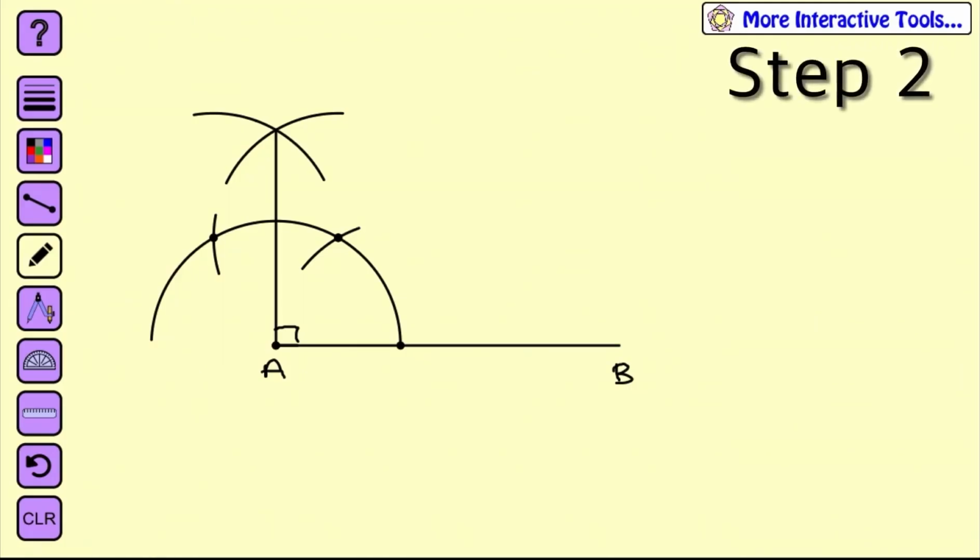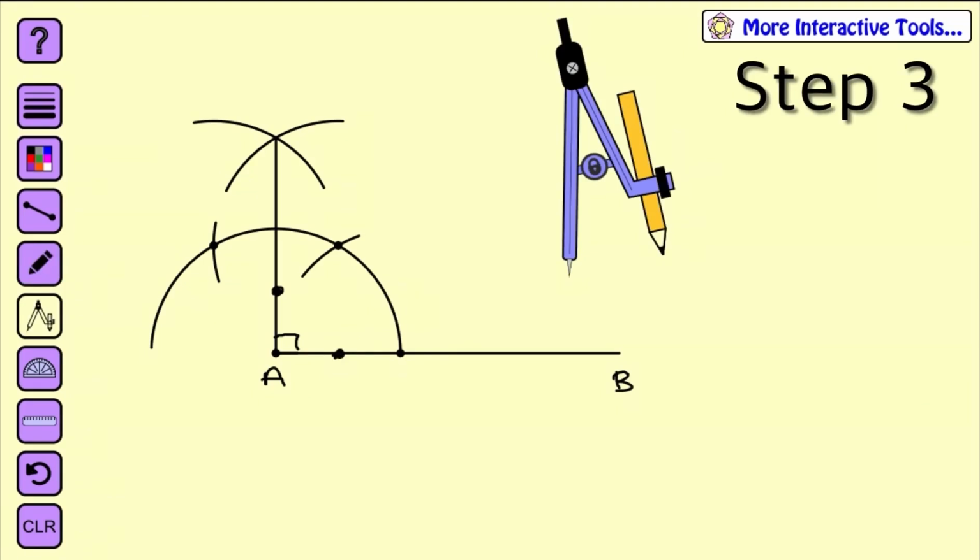So now that we've constructed our 90-degree angle, we need to locate one point on each ray such that both are the same distance away from the vertex. So for example, if this was the point on this ray, then this should be the point on this ray.